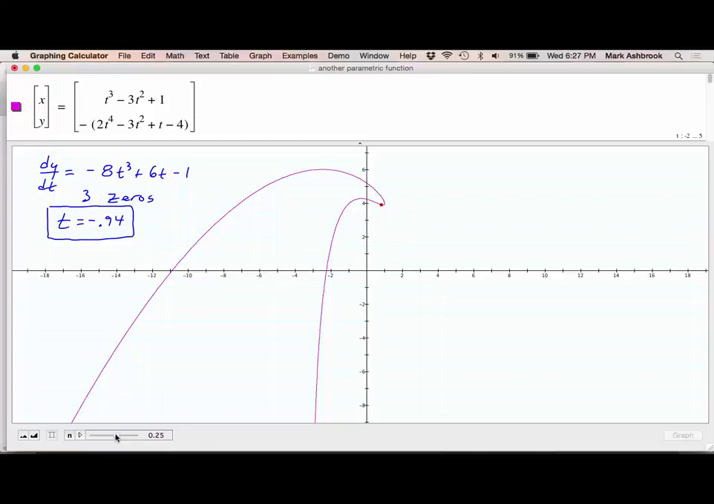Right, which is indicating a minimum, right? So your high and low points locally are going to be where, for a change in t, y doesn't change, so dy/dt equals 0. And so when I showed you that graph before, we saw 3 zeros of that graph. Those were the t values for this high point, and this low point.